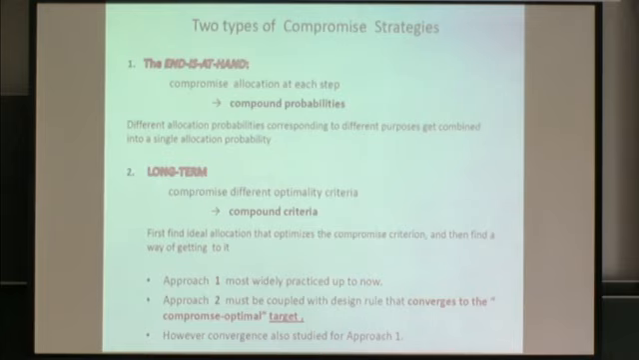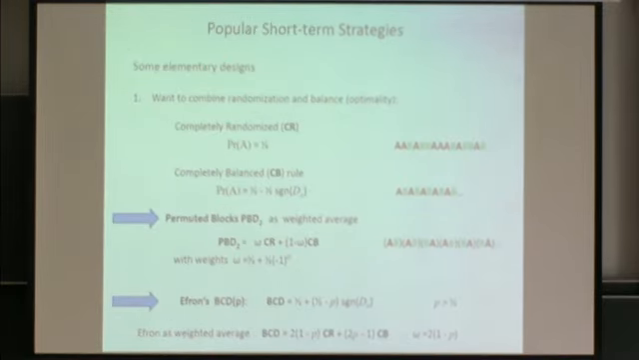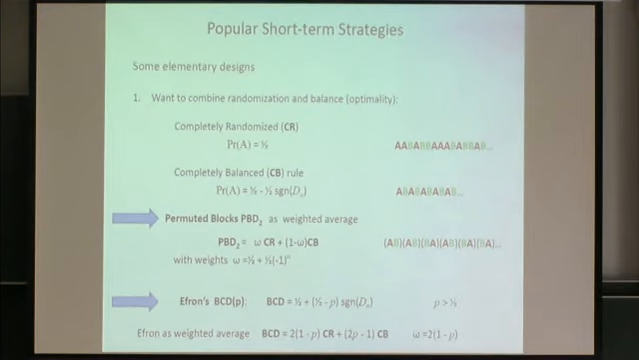So two completely different viewpoints. And up to now, I think, well, this is almost true, approach one is the most widely practiced, most widely used. So the compound probability. I'll give you an example. Elementary designs: completely randomized design, and completely balanced design. If we mix them together, if we do a linear combination, a convex combination, what do we get? We get permuted blocks, or we get Efron, depending on the weights. So Efron is a weighted average of two designs, one for randomization and the other one for balance.